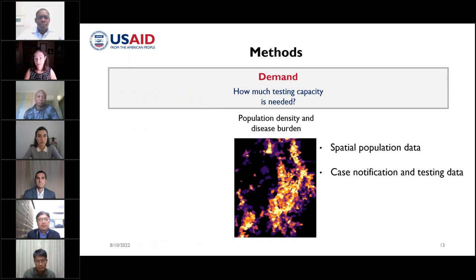So the next thing that we look at is demand. How much testing capacity is needed, again, both now and into the future? To do this, we look at population density and disease burden, as well as current testing data. The little map shown here in the center shows population density, with high population density areas in bright yellow, lower population density areas in purple, and very low population density areas in black. We often use spatial population data, case notification, and testing data. And sometimes we use country-specific projections for future TB testing needs. Next slide, please.